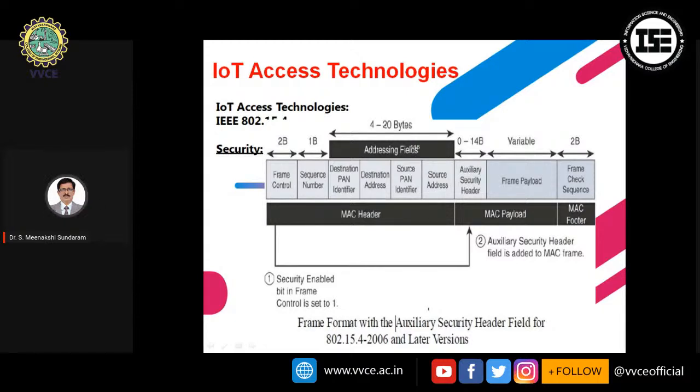and later versions, where we have 2 bytes for frame control, 1 byte for sequence number, the addressing fields, which include 4 to 20 bytes, covering the destination PAN identifier, destination address, source PAN identifier, and the source address, and the auxiliary security header, which is 0 to 14 bytes, and we have a variable frame payload and 2 bytes reserved for the frame check sequence.